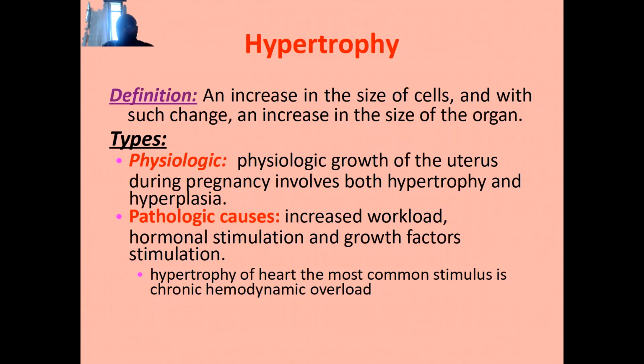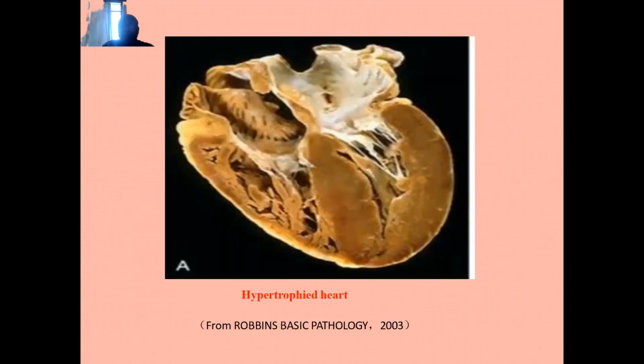And there is another one because of pathological causes like increased workload, hormonal stimulation, and growth factors. An example is hypertrophy of the heart, where the most common stimulus is chronic hemodynamic overload. Now you can see an example of a hypertrophied heart from Robbins Basic Pathology 2003. You can see the heart tissue, the chambers are very small because the heart is hypertrophied. So the chambers are very small and the tissues are big.